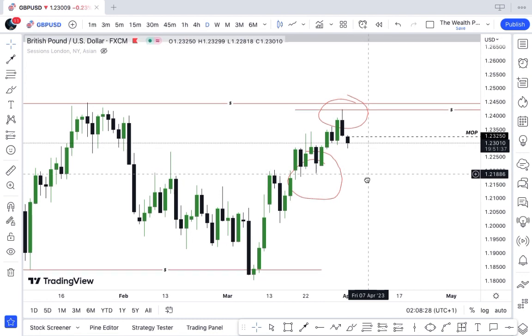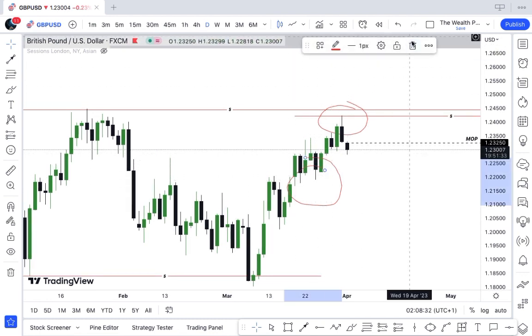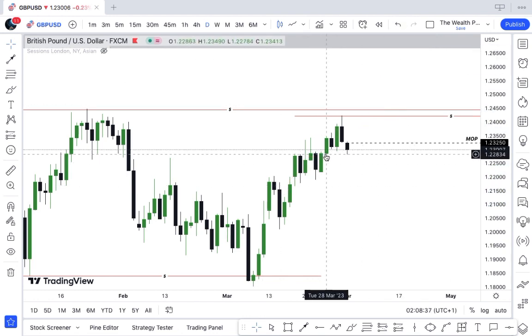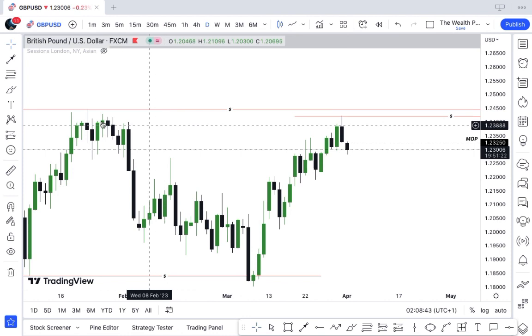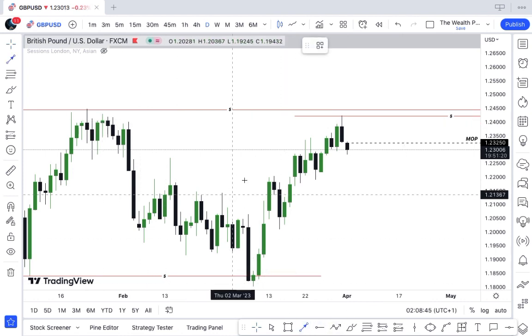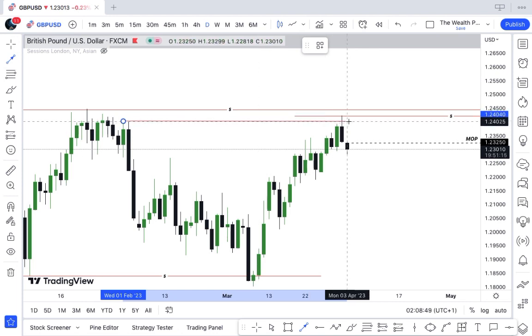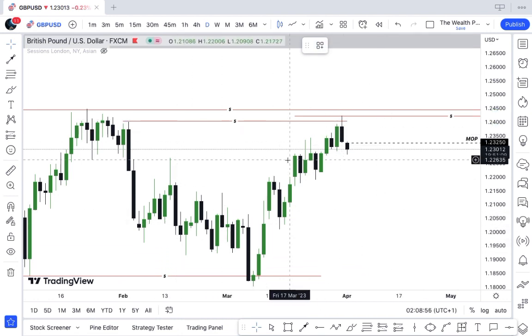All right, so now let me take this off. So we had price move from this swing low here to this swing high, and then this reversal occurred as a result of what? Price taking out liquidity from this high. So I want you to understand that price reverses after it has taken out liquidity.